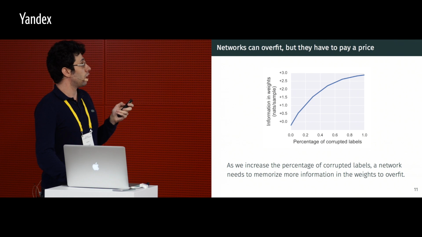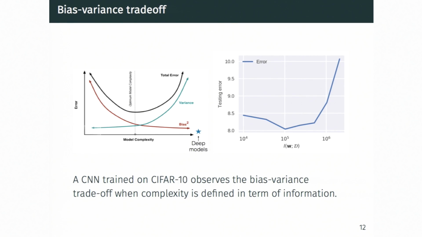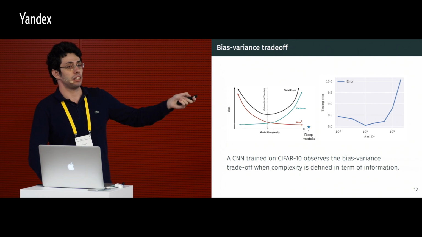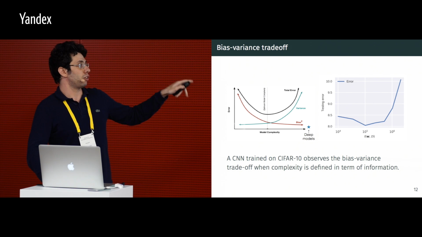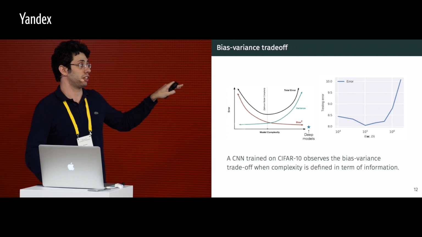And finally, we can reparameterize the testing error as a function of the quantity of information in the weights. And we see that we recover exactly the trend predicted by the bias-variance trade-off. So this measure of complexity is much more compatible with the bias-variance trade-off than the number of parameters of the network.